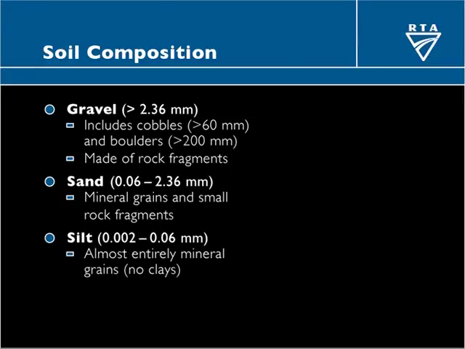Below that we have silt, which runs down to a few thousandths of a millimetre in size, down to the point actually where you can't see the individual grains even with a good microscope. And that's made almost entirely of fragments of mineral grains or individual grains, other than clay.